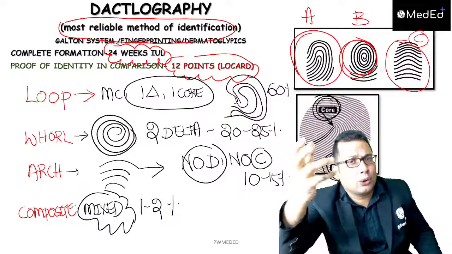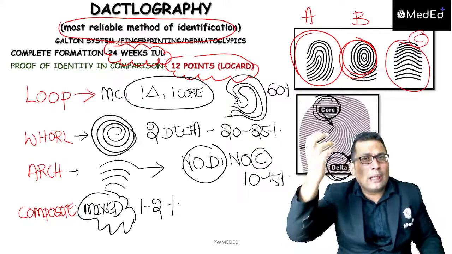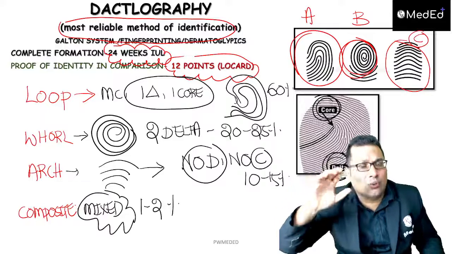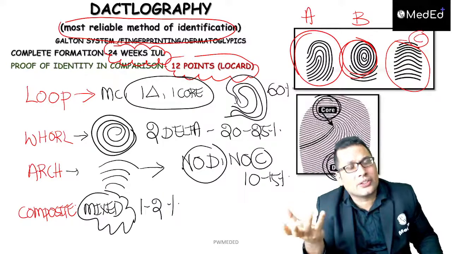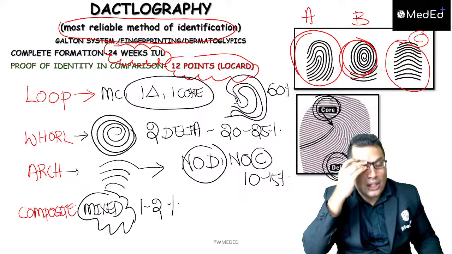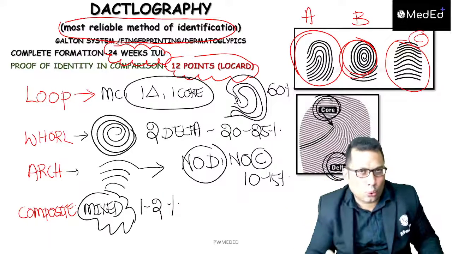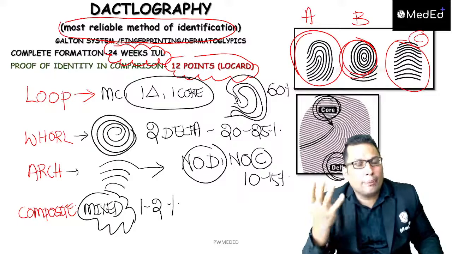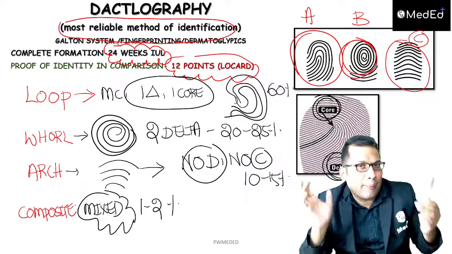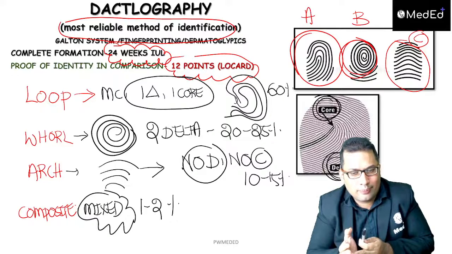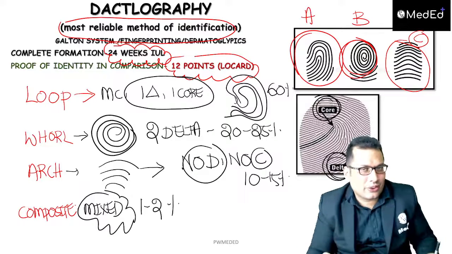Most common fingerprint: loop. The whorl shows a 360 degree circle. One core, one delta: loop. Two deltas: whorl. Arch: no delta, no core. Fingerprints are formed in intrauterine life around 24 weeks. Comparing points are around 12 points. So all these are very common.